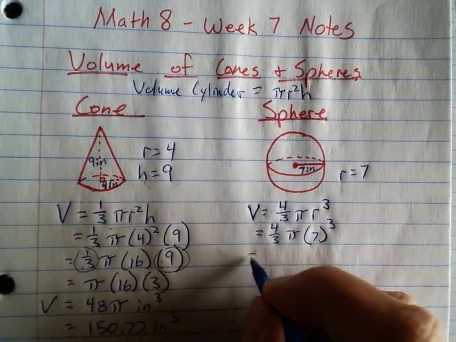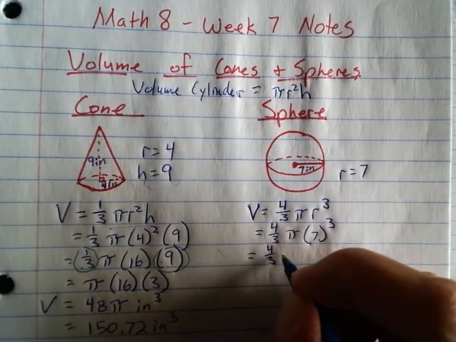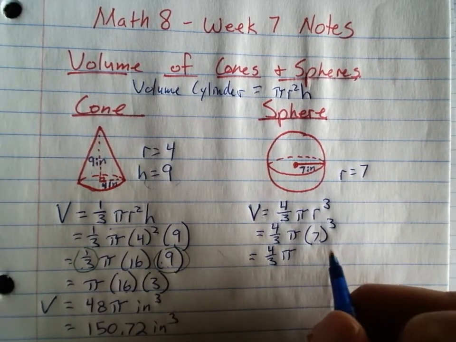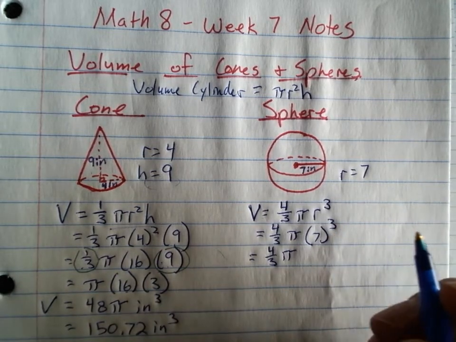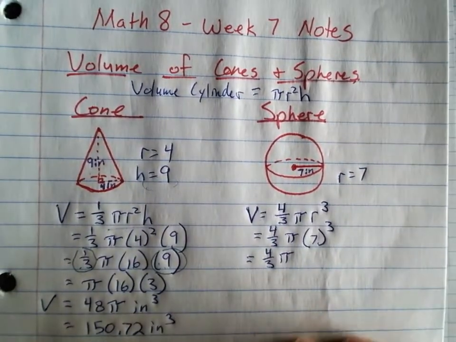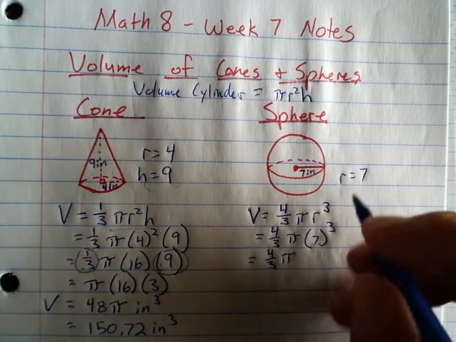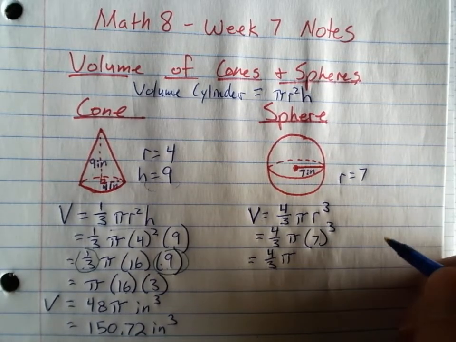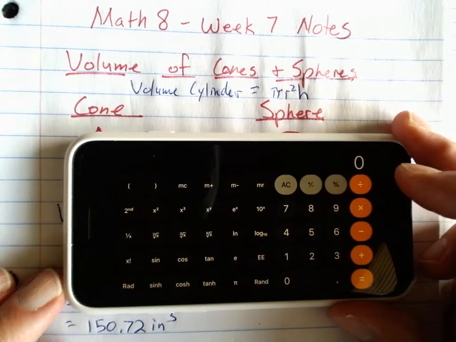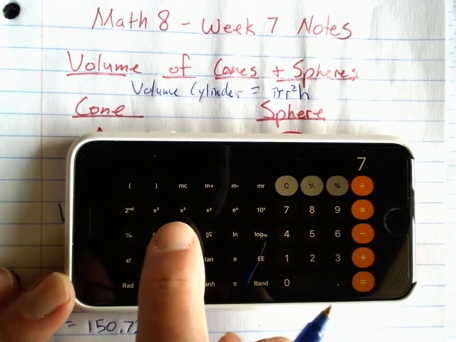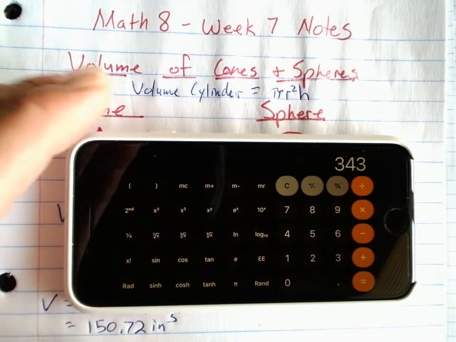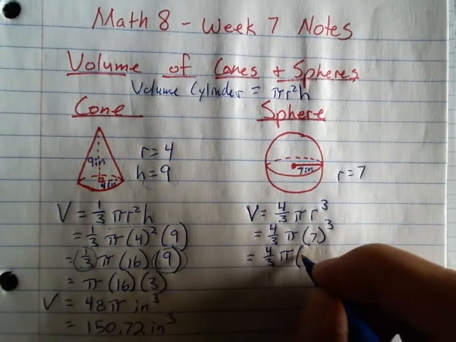Now, Mr. Mock, what does 7 cubed mean? Does that mean 7 times 3? No, don't do it. 7 times 3 is not 7 cubed. 7 cubed means 7 times 7 times 7. So 7 squared is 49, and 7 cubed is 7 times 7 times 7. Honestly, use the calculator. See where it says x cubed on the iPhone? Some of your calculators will have that. You do 7, x cubed, you get 343.